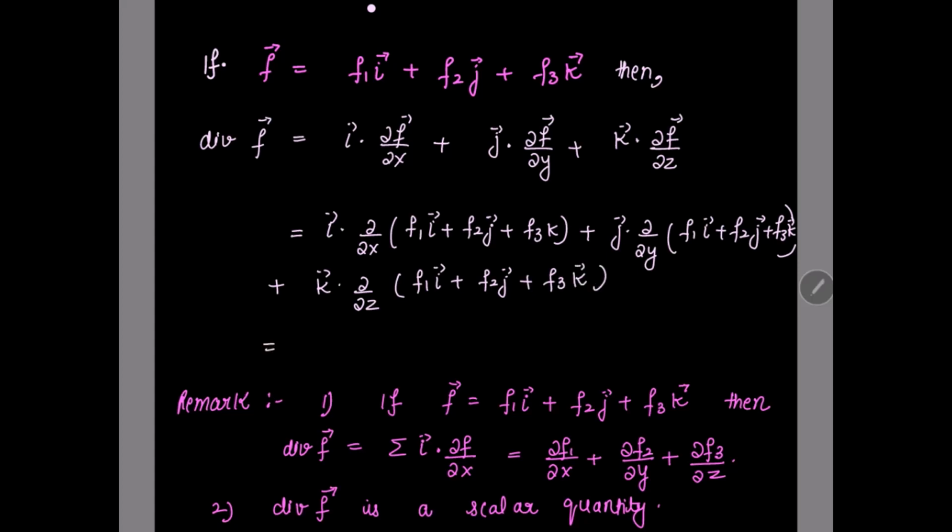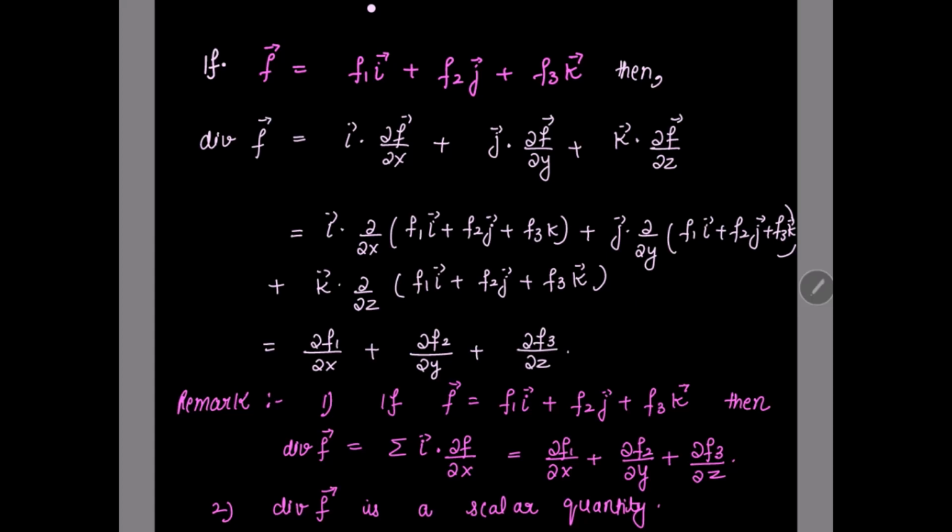Further, now we know that the dot product of i with i is 1, dot product of j with j is 1 and dot product of k with k is 1. The rest are 0. That means the dot product of i with j is 0, with k is 0. So what am I getting now from here? ∂f1/∂x from the first term, then ∂f2/∂y from the second term and ∂f3/∂z from the third term.